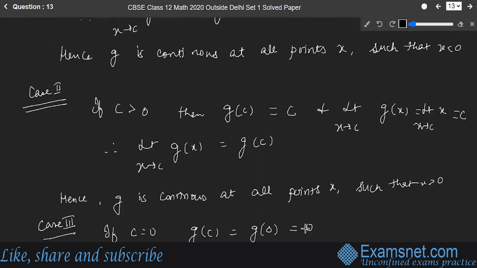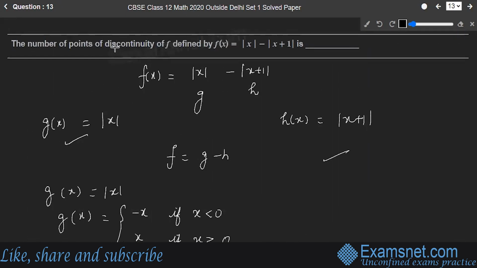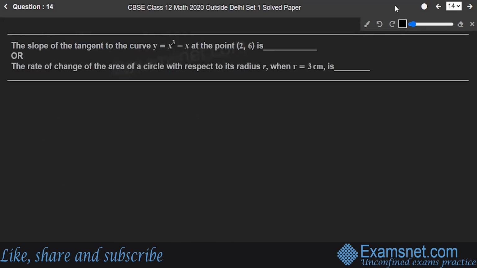So you were asked how many points of discontinuity are there? There are 0 points of discontinuity because both the functions g and h were continuous throughout. So the answer to the question is 0. Hope we got that. Let's move to the next question.